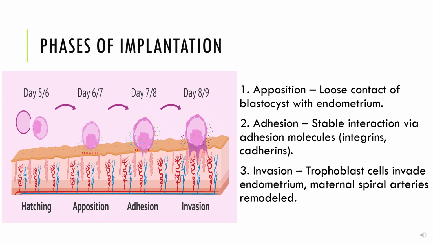The first is called apposition. In this phase, the blastocyst makes a loose and temporary contact with the endometrial surface. The second is adhesion. Here, molecules on the surface of both the blastocyst and the endometrium, such as integrins and cadherins, help the embryo stick firmly. The third and final phase is invasion. The cells of the outer layer of the embryo, called trophoblast cells, begin to penetrate into the endometrium. They also start remodeling the maternal blood vessels called spiral arteries, which ensures proper blood supply for the developing pregnancy.